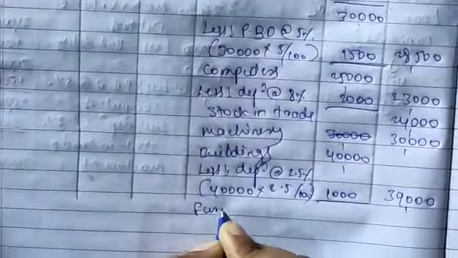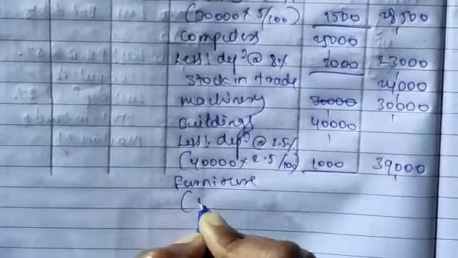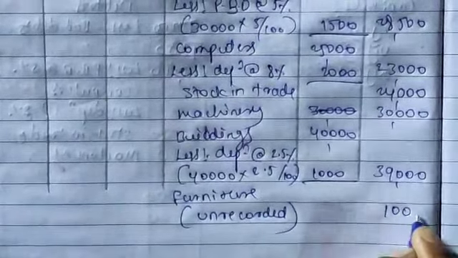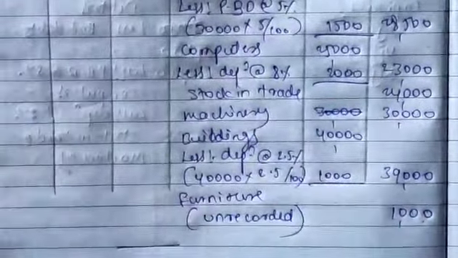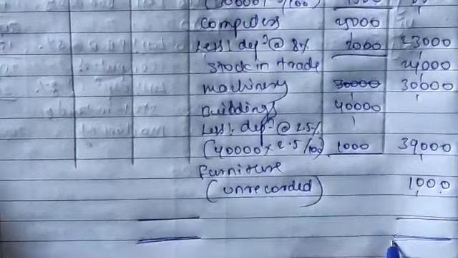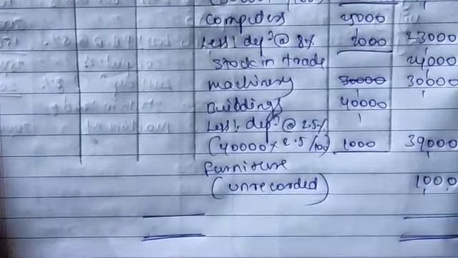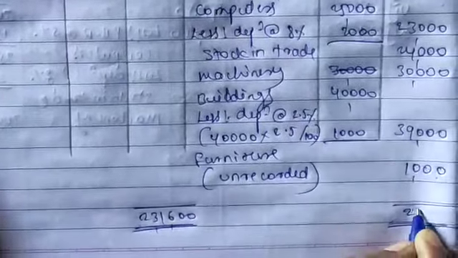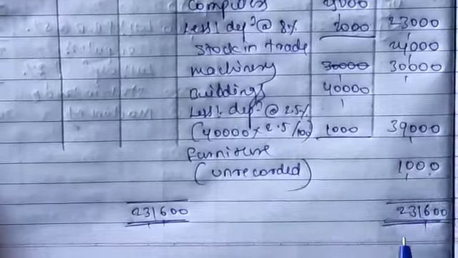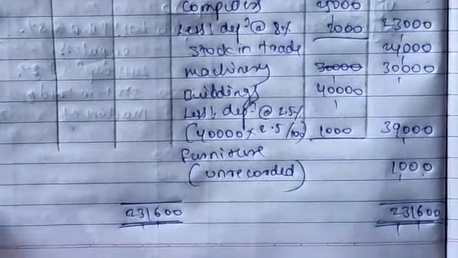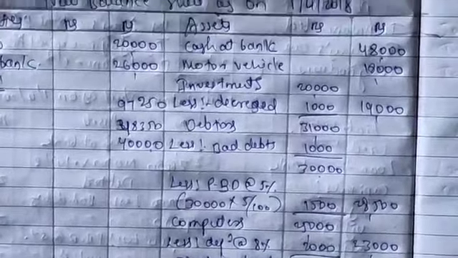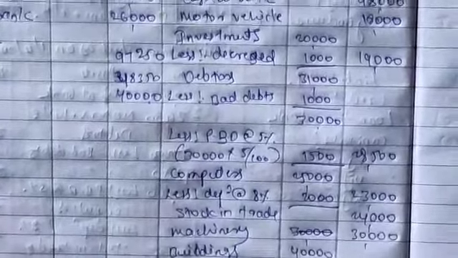So in the balance sheet, the furniture value, it is unrecorded. It is 1,000. So now make it tally. The balance sheet total becomes 2,31,600 and here also 2,31,600. You make sure that this answer is correct by using the calculator. You should calculate the amounts and make it tally once again at home.